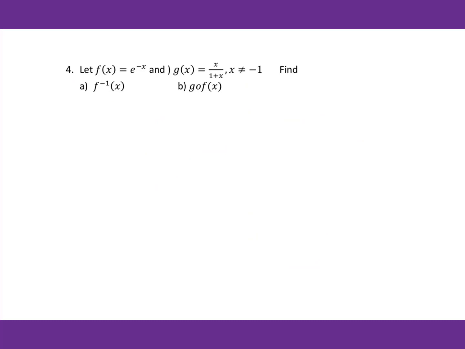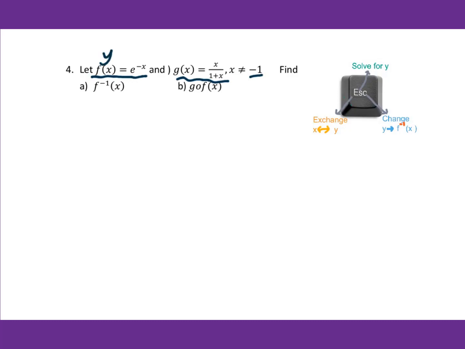Let f of x equals e to the negative x power and g of x equals 1 over 1 plus x, x not equal to negative 1. Find the inverse function of f of x. We still use the escape button to figure out the inverse function. So for given f of x, we know that f of x is y. So first step, exchange x and y, we got x equals e to the negative y's power.